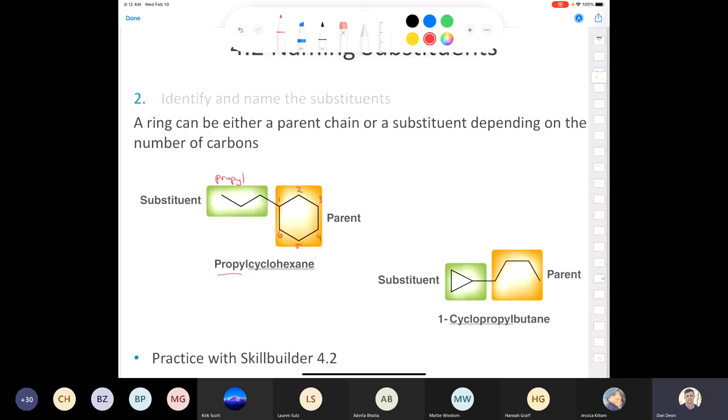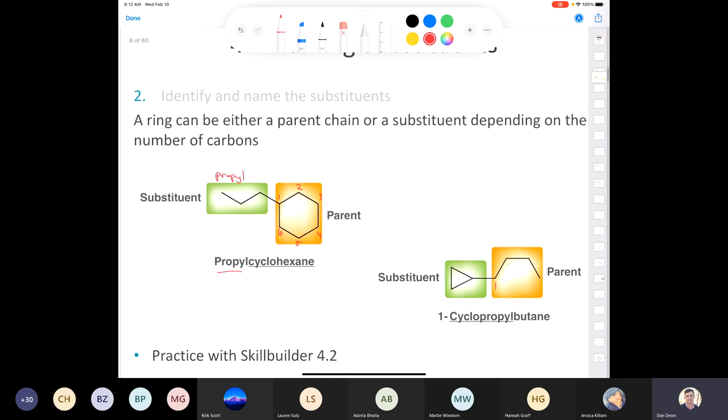Another situation is where a ring can be a substituent, and that's when the parent chain, the straight chain, is longer. So in the parent, we have 1, 2, 3, 4 carbons. And since the cyclopropyl is on the first carbon, we call it 1-cyclopropylbutane.